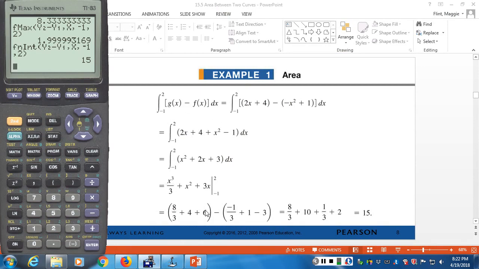Let me see if I can follow what we've got here. So this is 2 to the third is 8 over 3 plus 4 plus 6 minus -1 cubed is -1 over 3 plus 1 minus 3. That would be positive. That would be negative. Okay, but they just combined it into 2. So yeah, that'd be positive 2.